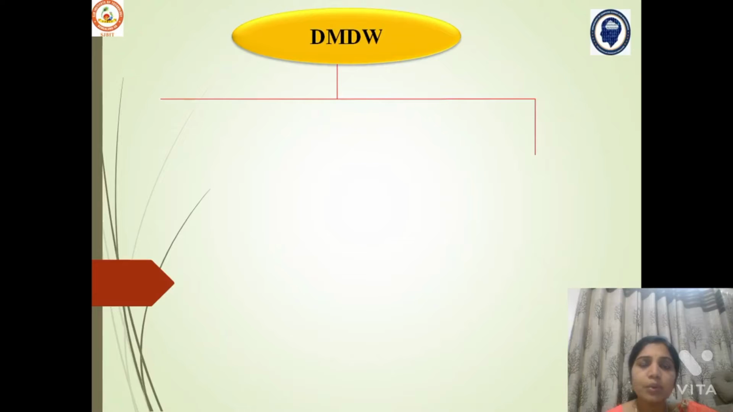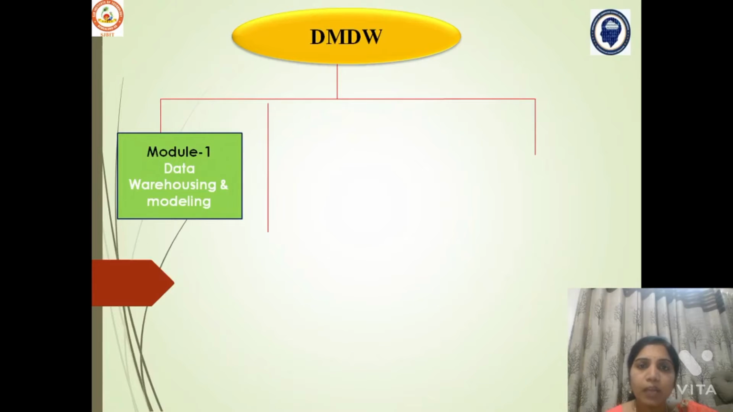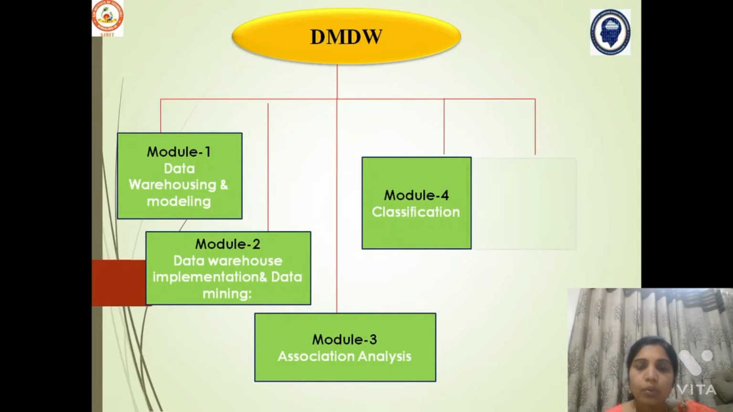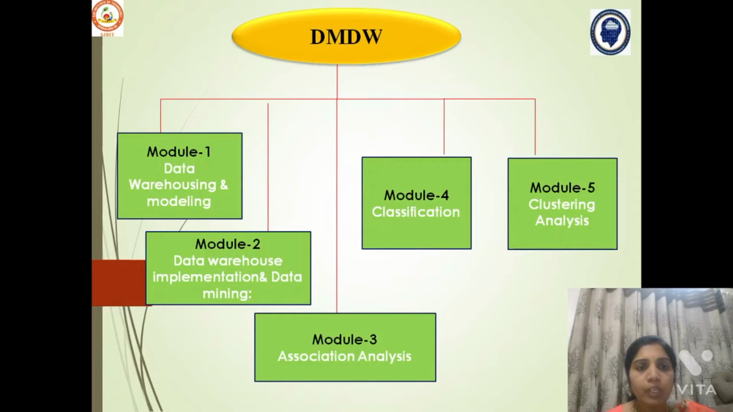So we'll know the brief outline of what the data warehouse and data mining subject contains. As we all know, there are five modules. Module 1 deals with data warehousing and modeling. Module 2 deals with data warehouse implementation and data mining. Module 3 with association analysis. Module 4 will be with respect to classification. And module 5, clustering analysis.